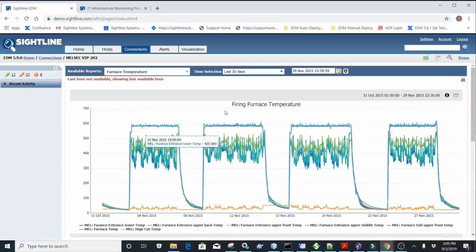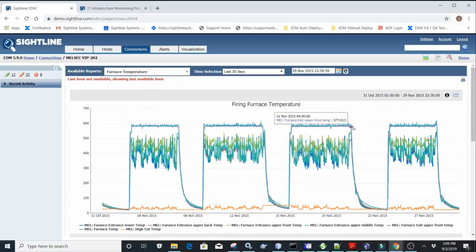Quick backstory, this is actual customer data from a customer of ours in the manufacturing space, from a firing furnace. A lot of the metrics that we have available from this furnace are temperature gauges. Now I'm going to perform some of the steps that EDM users would perform in a situation where they are having problems with their equipment.